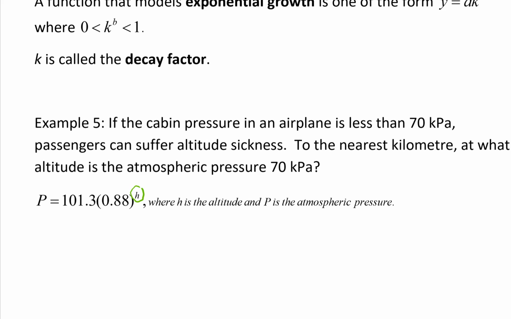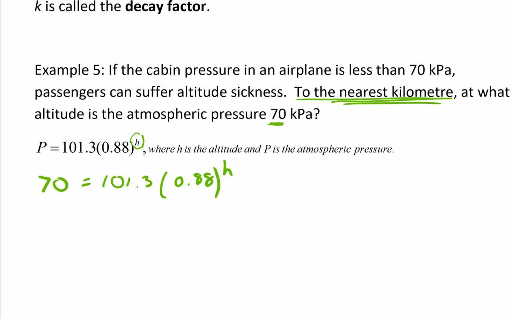It says if the cabin pressure in an airplane is less than 70, passengers can suffer altitude sickness. To the nearest kilometer, at what altitude is the atmospheric pressure 70 kPa? I believe that's kilopascals. So where does 70 go? Well, that goes in for P. And you can see now that my unknown is H, and it said to the nearest kilometer. In other words, how high is the plane? How are you going to do this question?